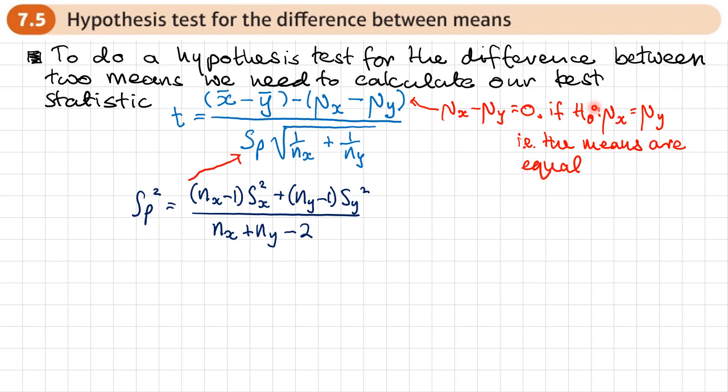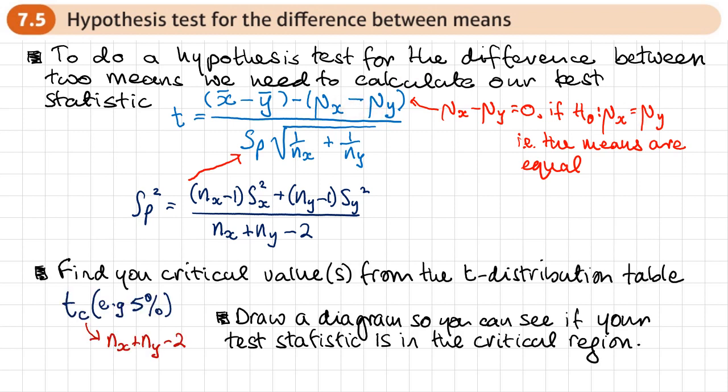Now, if our H0 was instead that, let's say, the difference between the means was less than 10, or a maximum of 10, then when we get to do this part here, this would be minus 10, the actual difference, the maximum difference that we're allowing between our means. And then, as I said before, we want to find our critical value or values from the t-distribution table.